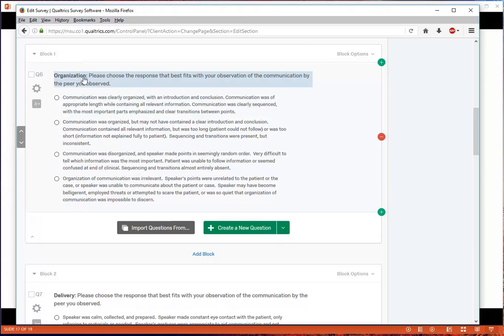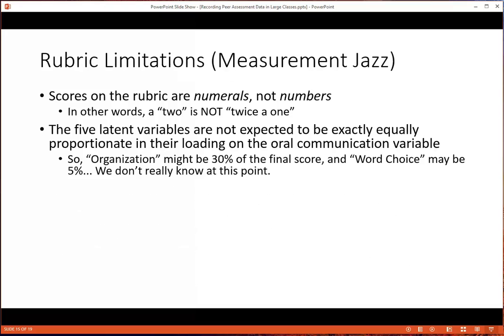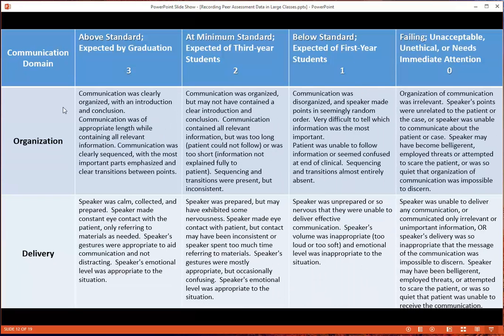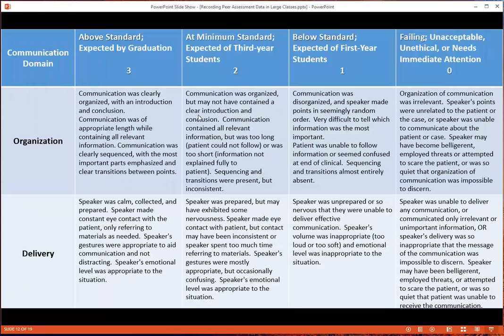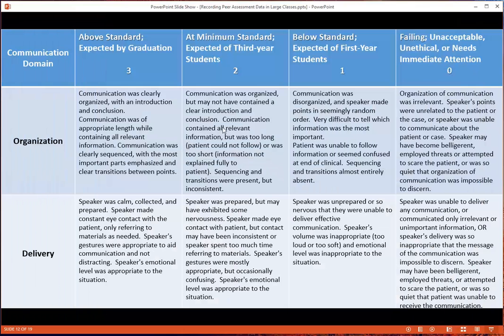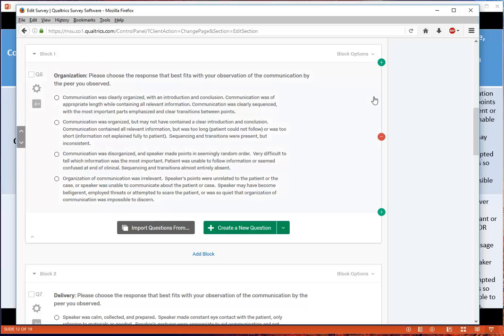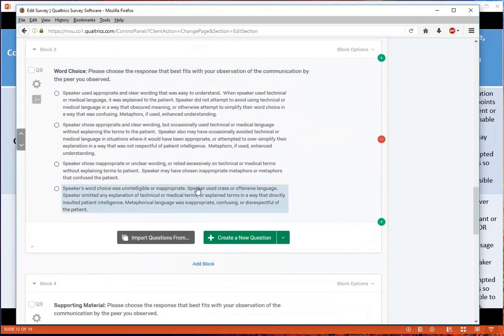Here's the question for organization, and then I've gone and put each of the sublevels of the rubric as a multiple choice. So let me just quickly run back to that so we can see what that looks like. So organization above standard, as you see, is the first choice right here. Organization at minimum standard is the same space right here. And all the way down below standards and failing are these 2. Okay, and we're going to do that for all 5 parts of our rubric.